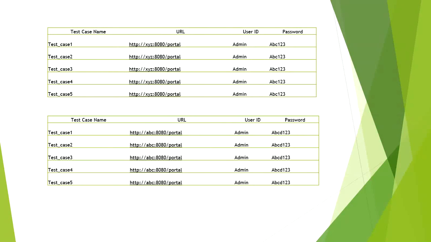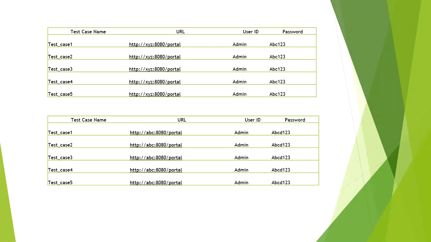Now, consider a case where I have 5 test cases and all 5 test cases are using a URL. It's a good idea not to give this URL in each test case, but rather store it somewhere separately and let all the test cases access those values. That solution is provided by UFT through environment variables.